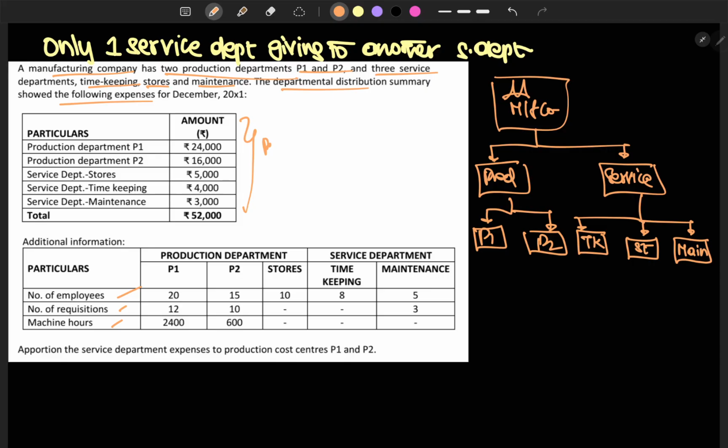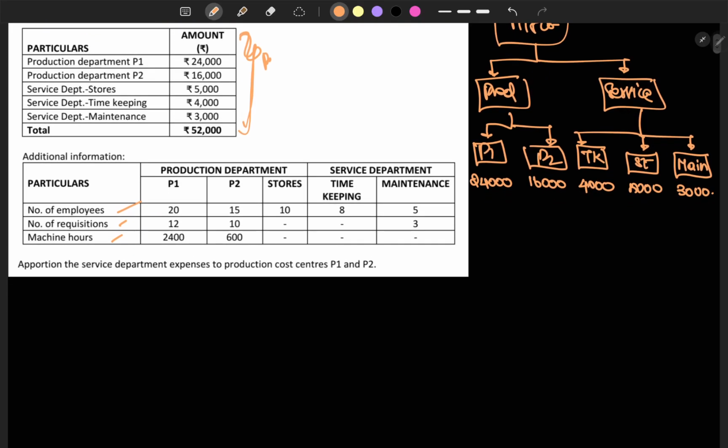They have already done the primary distribution part. They have apportioned the overheads into the five departments, which amounted to 24,000 for the P1 department, 16,000 for the P2 department, 4,000 for the timekeeping department, 5,000 for the stores department, and 3,000 for the maintenance department, totaling rupees 52,000. Okay, and they have also given additional information.